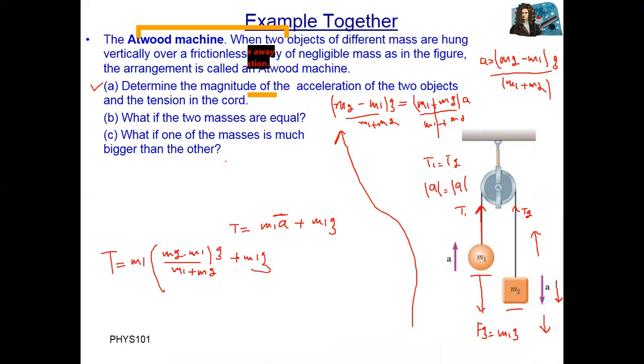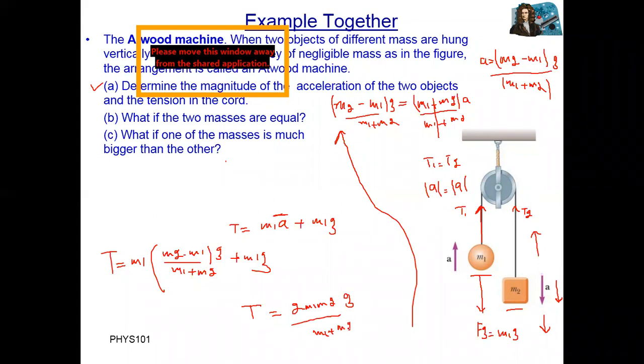Correct? So you need to simplify. When you simplify this, you will find tension is equal to 2 M1 M2 g divided by M1 plus M2. This is the equation for tension in the string.